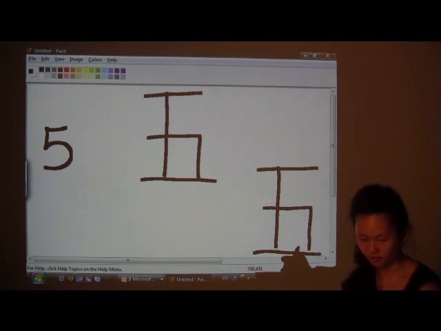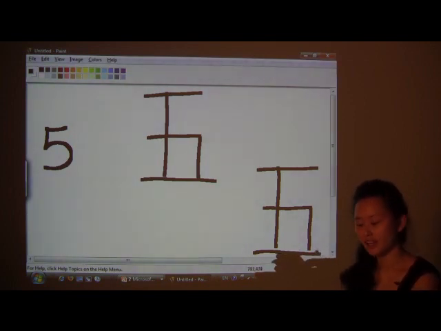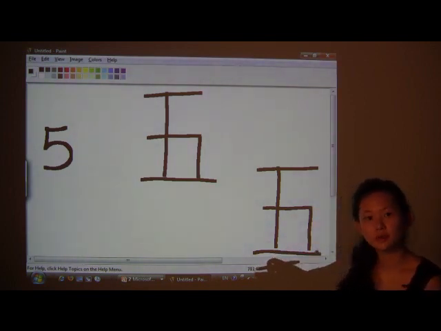Now we have more numbers to do, but we'll fill them in the next time. 6 through 10 we'll do in the next lesson.